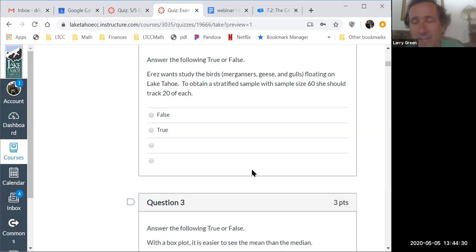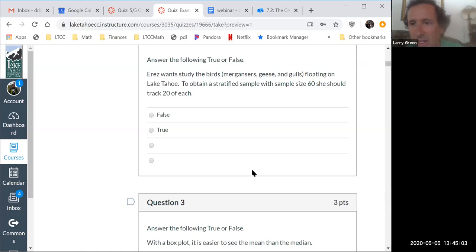You take the percent of geese in Lake Tahoe, you multiply by 60, and that's the number of geese. And the same thing, you take the number of gulls and multiply by 60, and that's the number of gulls you should survey. It's not going to be the same number. It's not 20 of each. Okay. And again, you don't have to know anything about Lake Tahoe. It's not divided evenly. It's divided proportionately to be able to do stratified sampling.